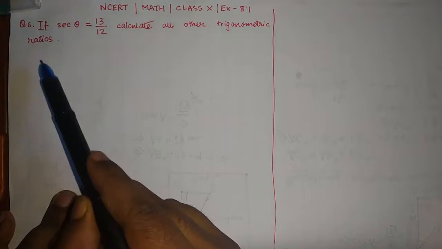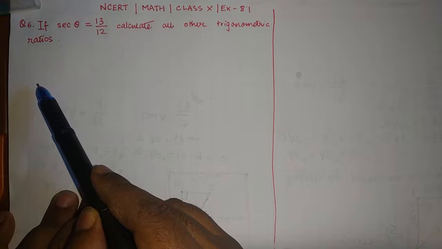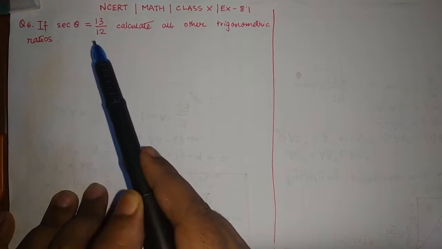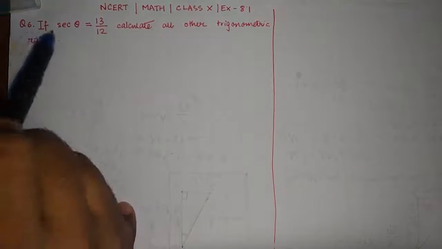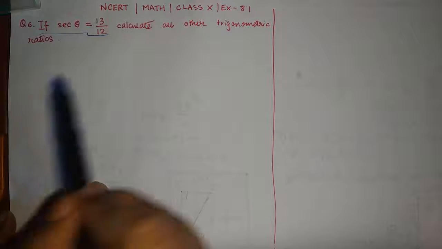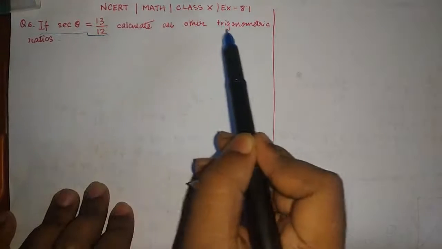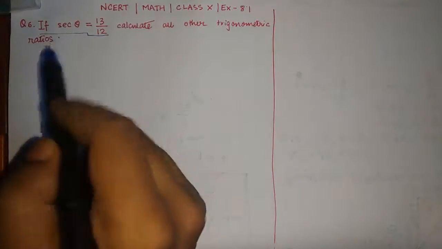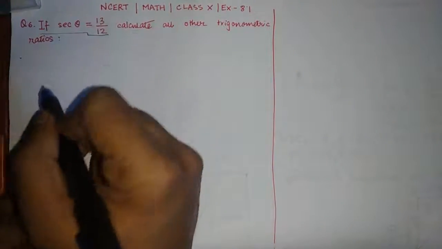So read the question. What is the given condition? It is if sec theta is equal to 13 by 12. This is the given condition. And with this condition, you have to calculate all the other trigonometric ratios. So let's begin. First you have to write.